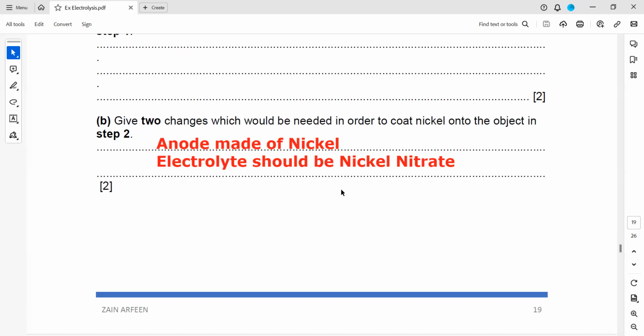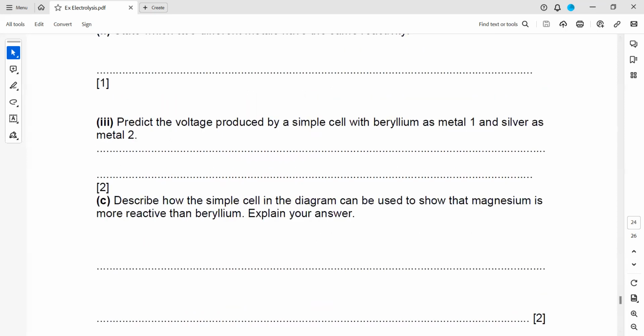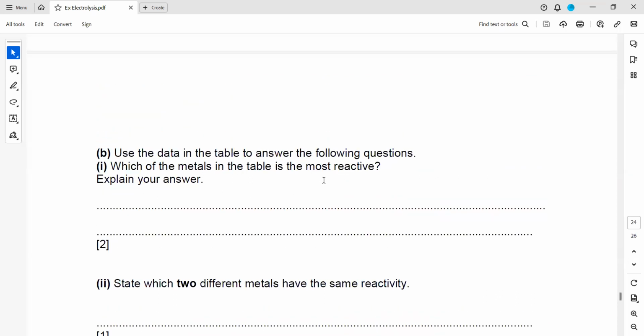Any other question from this exercise? Page 24. Okay, page 25, question 20, and page 24, 19b, 1 and 2.